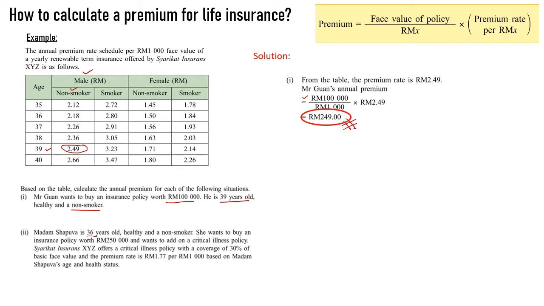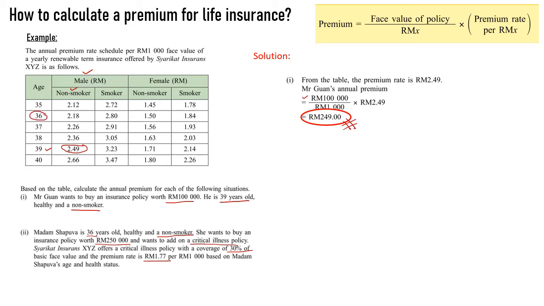So now, let's highlight some important information. 36 years old, non-smoker. And then, the policy amount that she wants to buy for life insurance is 250,000 and she wants to add on a critical illness policy. So that's another thing that we need to be careful about. And then for her critical illness policy, the coverage is 30% of the basic face value and the premium rate is 1 ringgit 77 cent per 1,000. So this is how we are going to solve it. Before that, please refer back to the table again.